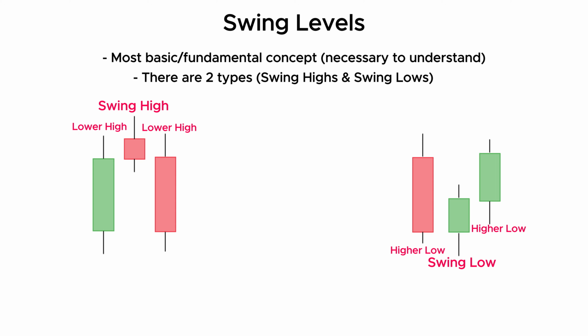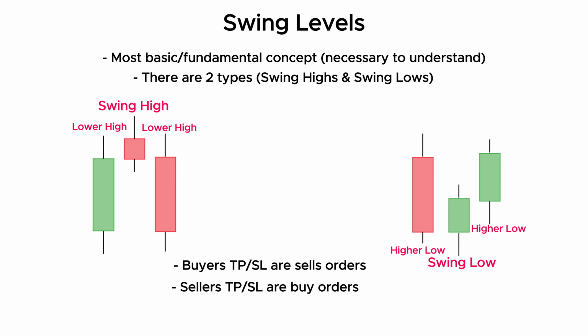The reason the swing levels are a very important basic concept is because most retail traders place their stop losses just above swing highs or just below swing lows, indicating that the market is getting fueled by liquidity pools in those areas. Keep in mind that in a buy-long trade, the stop loss and the take profit targets are both sell orders, because obviously a buy order is closed by a sell order. And in a sell-short trade, the stop loss and take profit targets are buy orders.